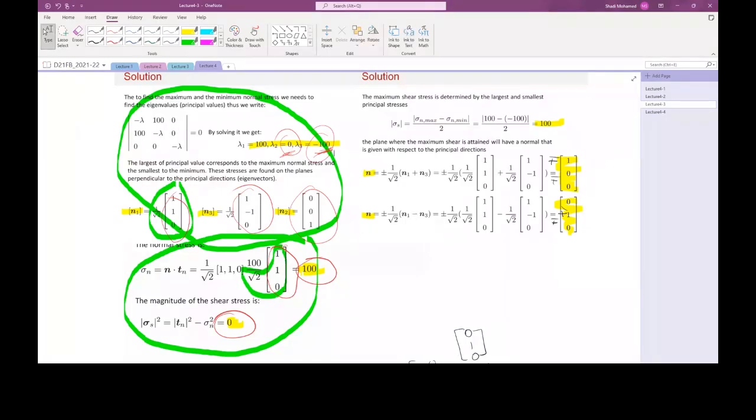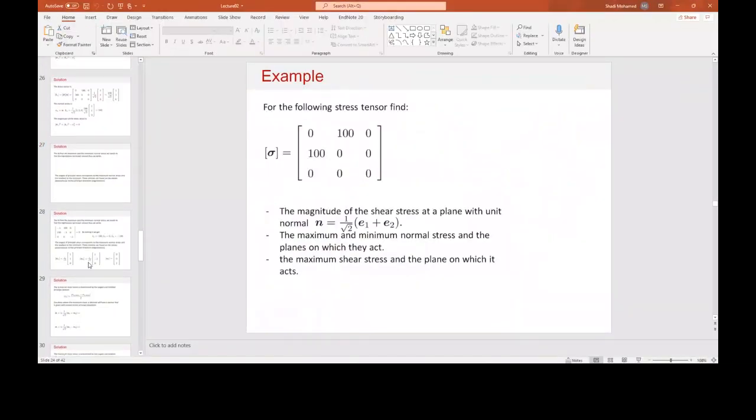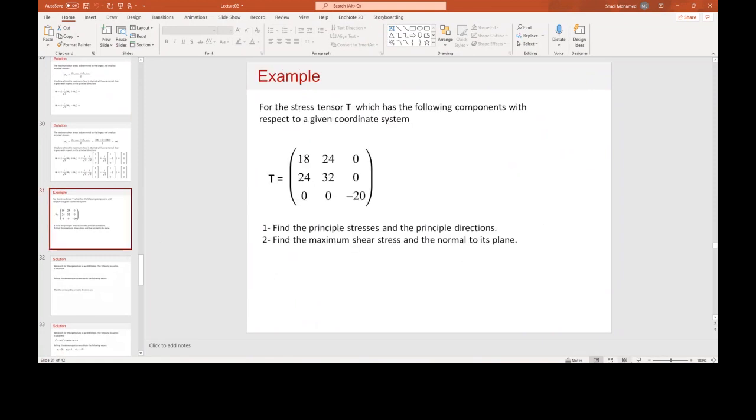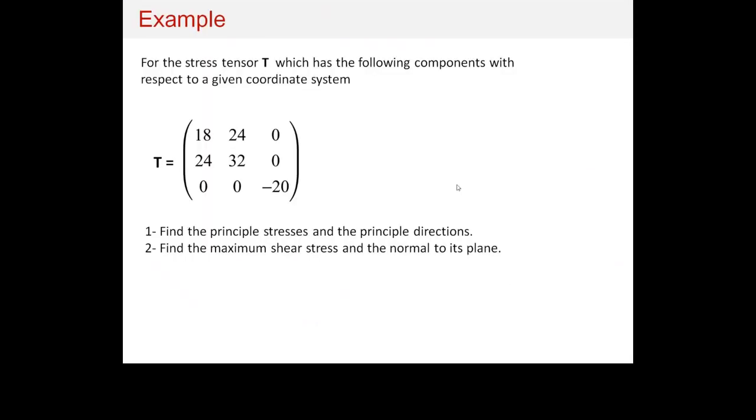Let us then move to the next example. For the next example, I want you to do that yourself. It's exactly the same thing, slightly more numbers in there. The one I solved is quite sparse, but this one is a bit more dense. There's more numbers in there to do calculations for. So I want you to find the principal stresses and the principal directions and the maximum shear stress and the normal to its plane, basically where this maximum shear stress is active.